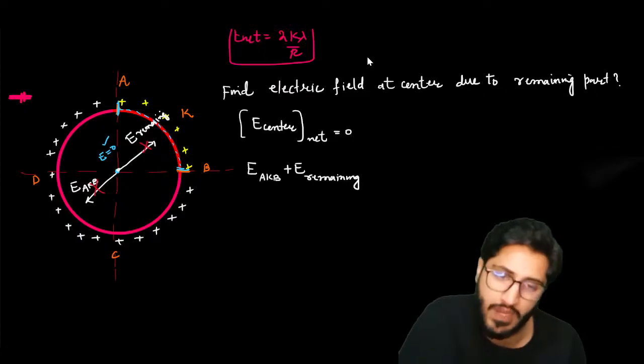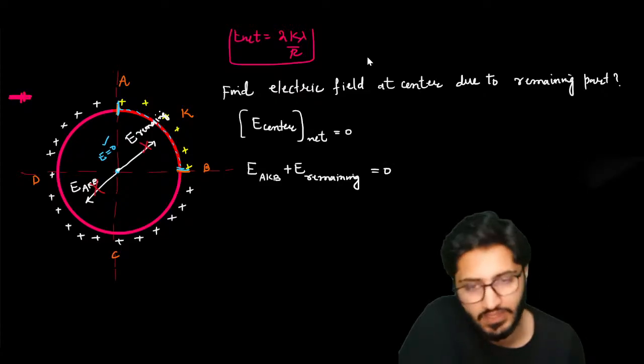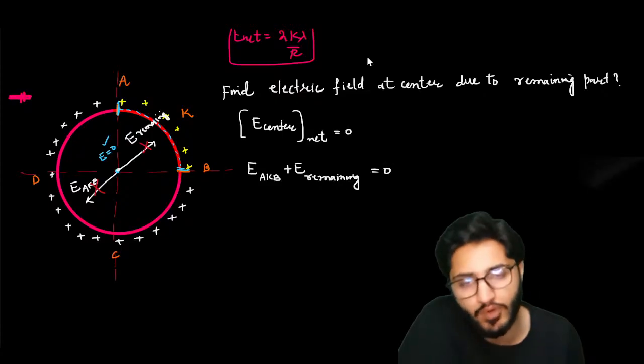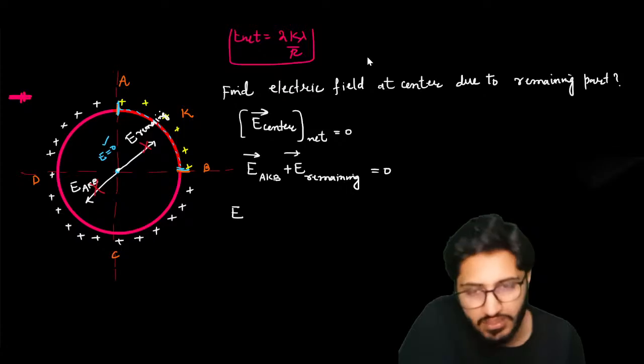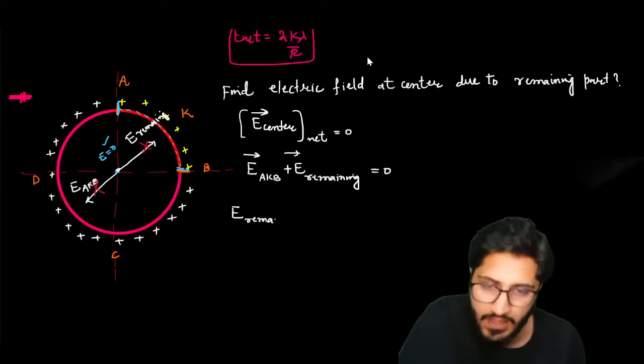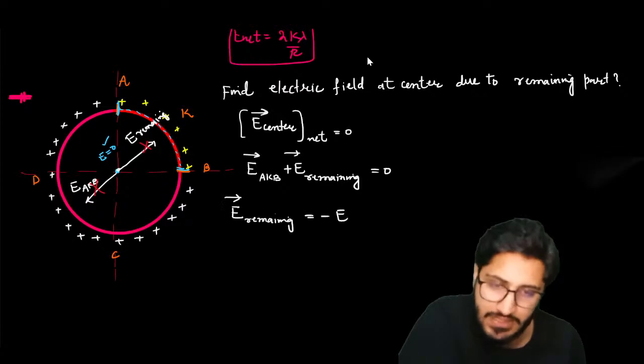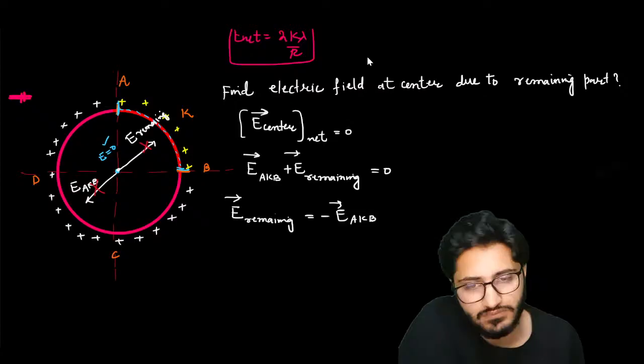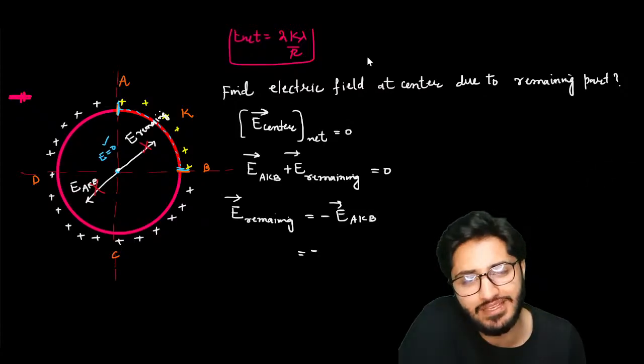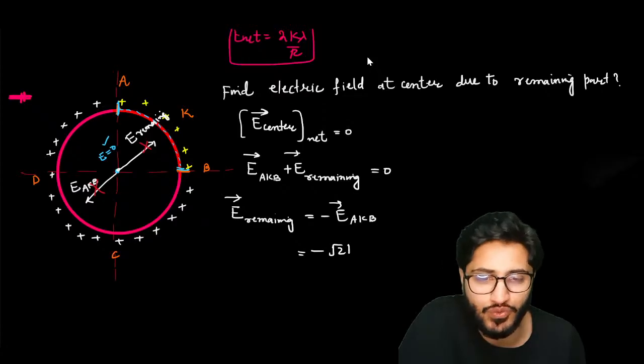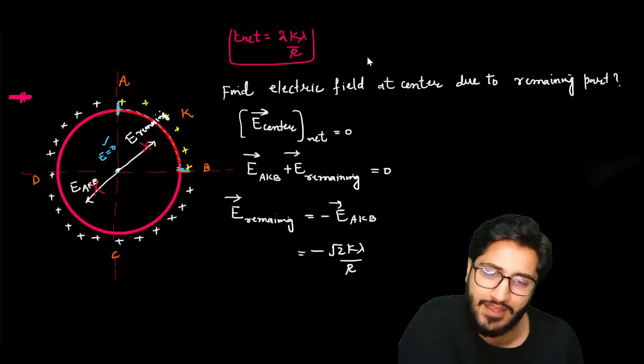Due to the remaining part, it would be 0. Clear? So if we talk about only the magnitude, if it is a vector, if we talk about only magnitude, I can write E due to remaining is equal to, let us suppose, minus times E due to AKB. And what is AKB? Is it root 2k lambda by r? So my answer is how much? This is my answer.